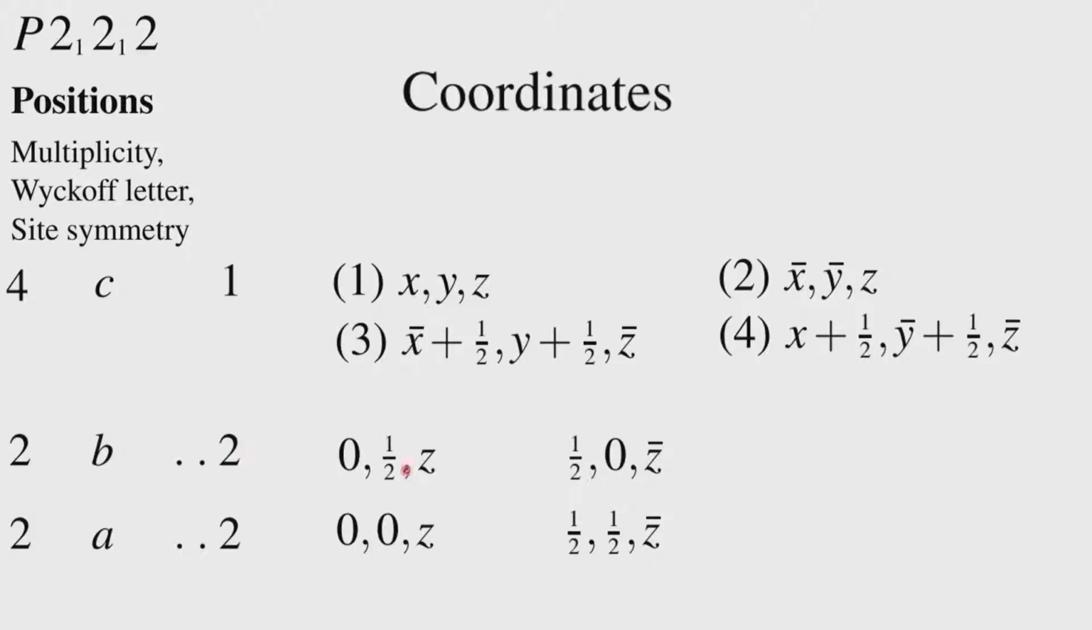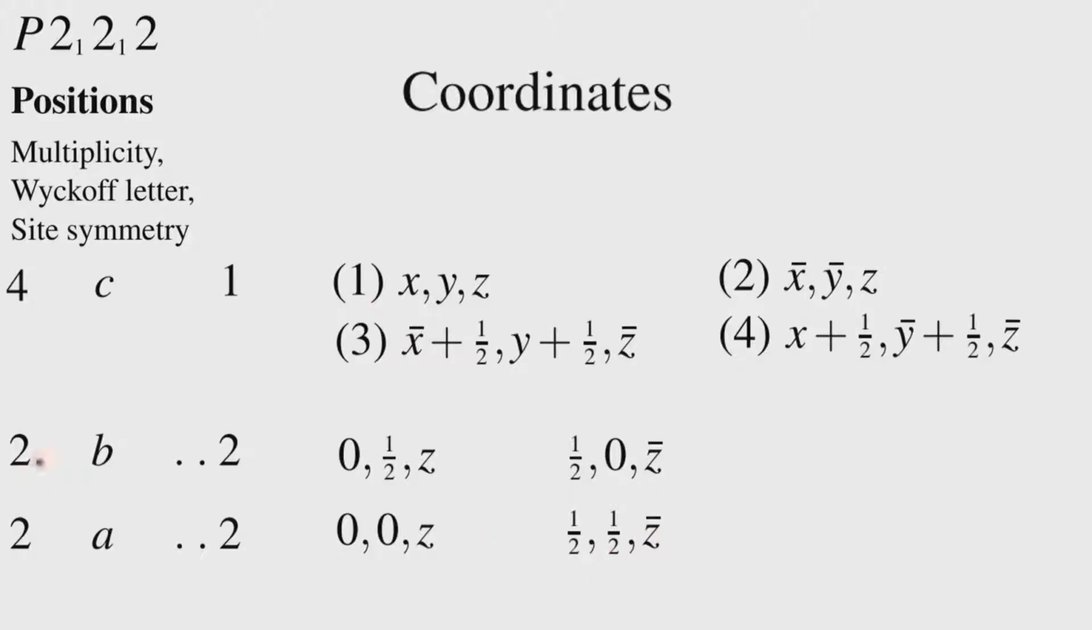So, since there are 3 directions, we put a dot dot 2 and a dot dot 2 to specify that the two-fold is along the z direction. It is not along either the x or the y direction. And therefore, you have 0 half z, half 0 z bar, 0 0 z, half half z bar. Remember the similarity between this and what we saw when we took the z axis as the unique axis when we studied the space group P2. So, there is some similarity between the two.